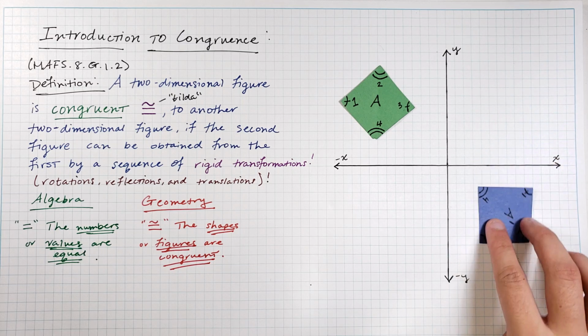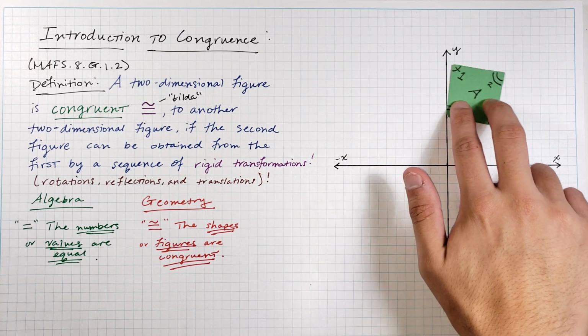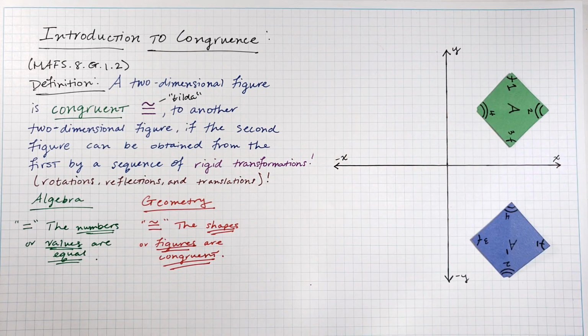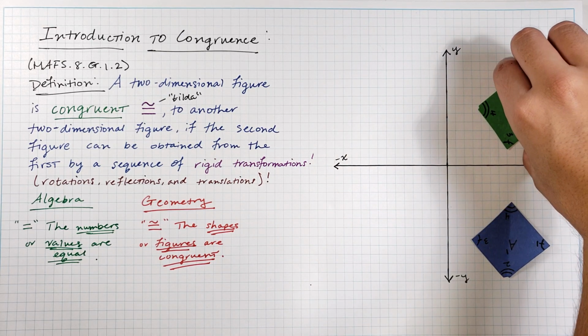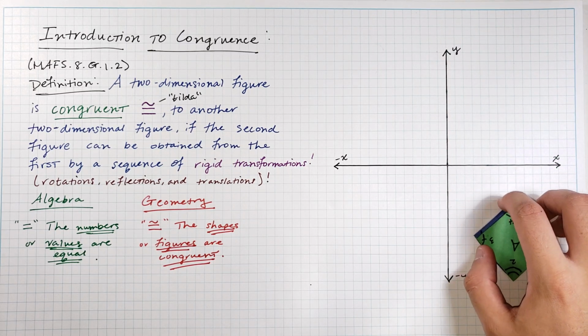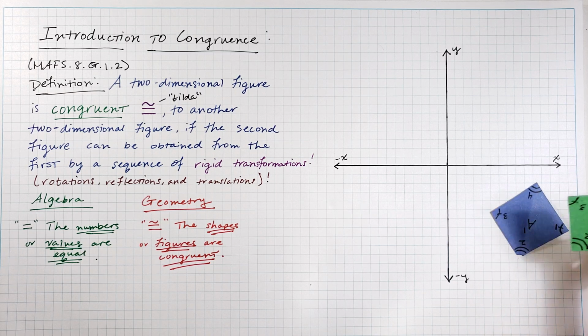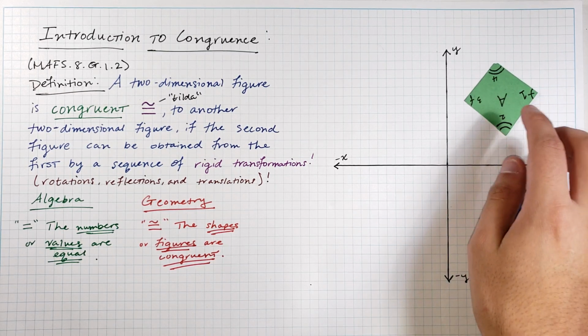How about if I moved A prime down here? Is there something we could do to A so that it falls right on top of A prime? Yes, we could rotate to the right 90 degrees, and then rotate another 90 degrees, and look at that. A is right on top of A prime, so we say they're congruent. It's very straightforward.